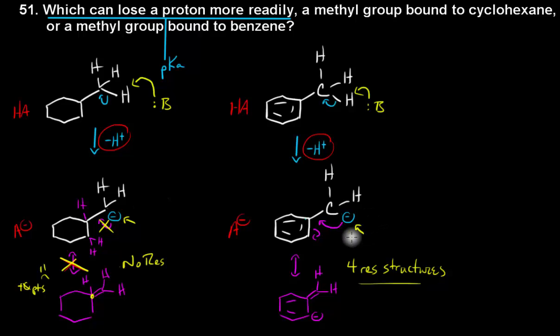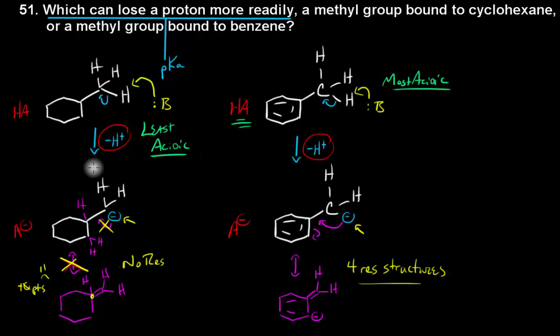Because this molecule on the right is extremely stable, this molecule up top, this HA, is going to be the molecule that will lose that proton more readily. So this molecule is most acidic. This molecule on the left is least acidic.